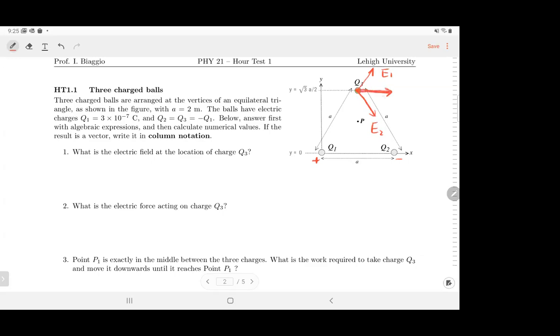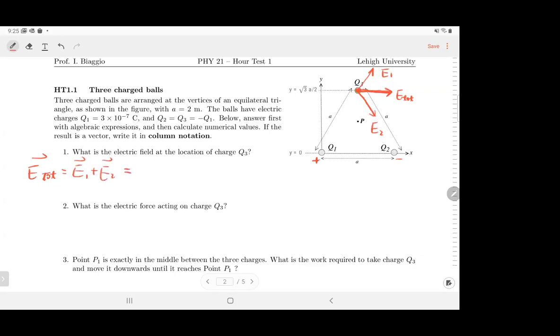And you will find that because E1 and E2 have the same magnitude but different direction, the total electric field doesn't have a Y component. There's only an X component. The Y component cancels out, but the X component doubles. So to calculate the E total, that will be E1 plus E2.